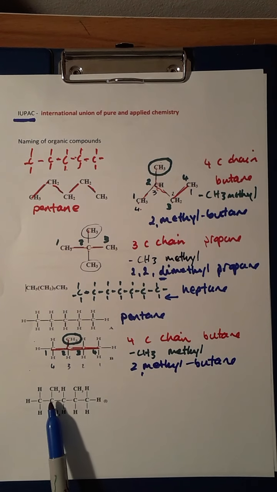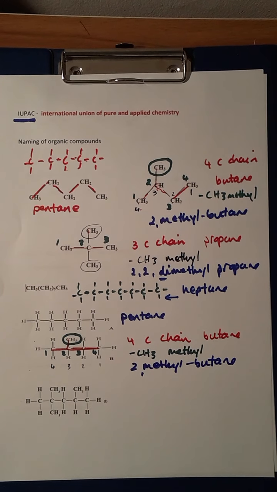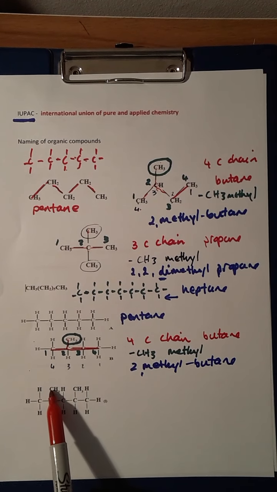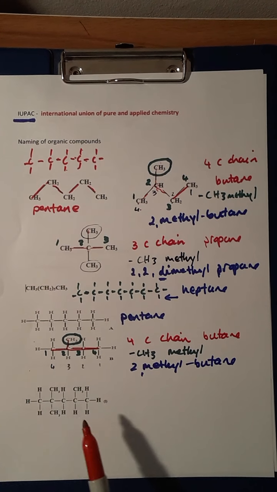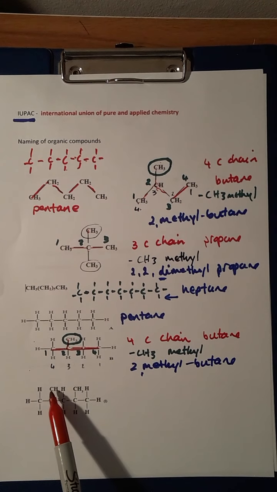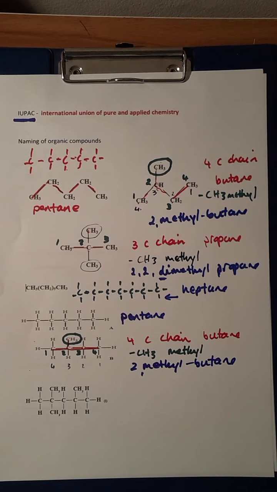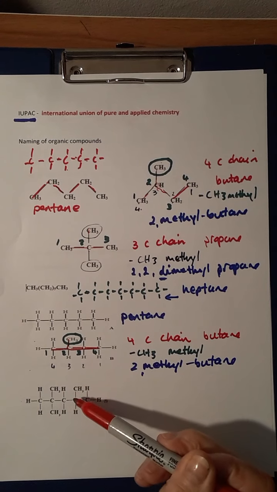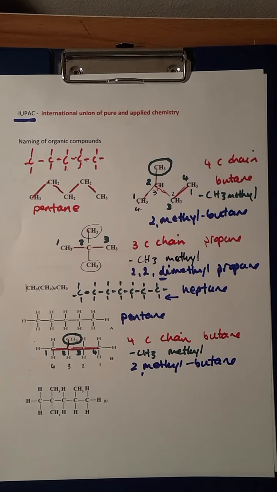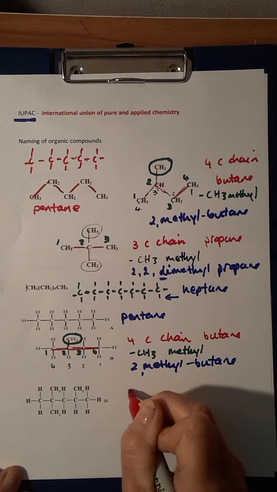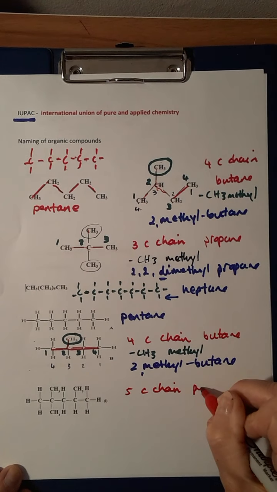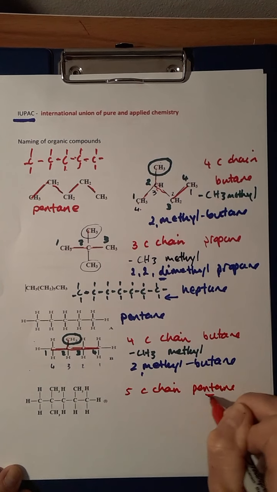Okay, let's look at this one. This time we've got 1, 2, 3, 4, 5 if I just go horizontally, so my chain is 5 horizontally. If I start at the top, on the second carbon, I go 1, 2, 3, that's a 3-carbon chain, too short. If I go 1, 2, 3, 4, 5, that's a 5-carbon chain that way. So the longest chain I can do is a 5-carbon chain. That means it's pentane, so I've got a pentane stem.